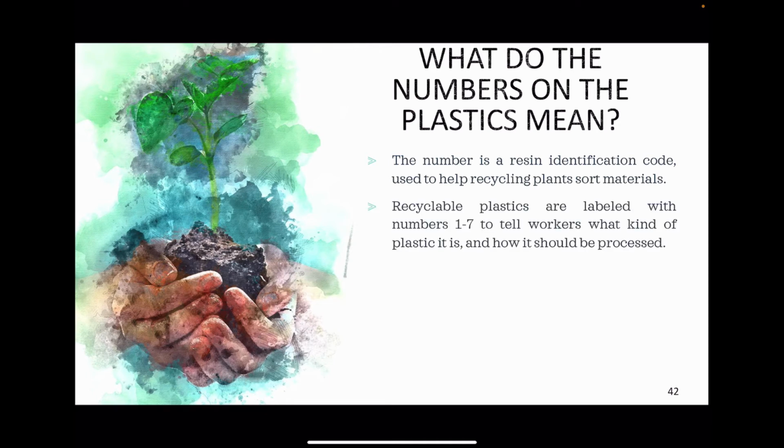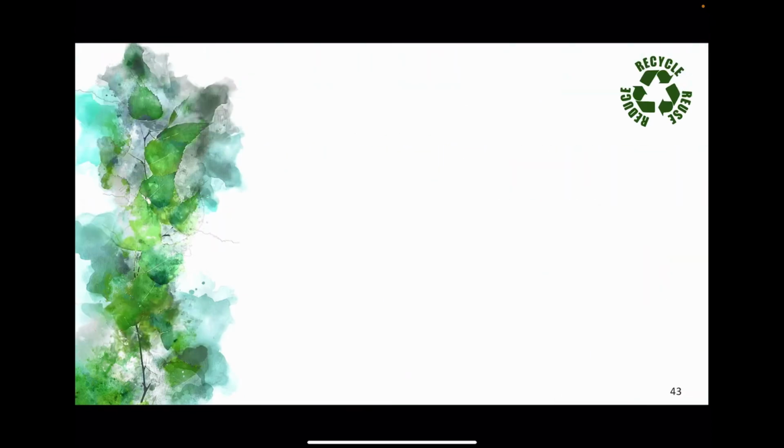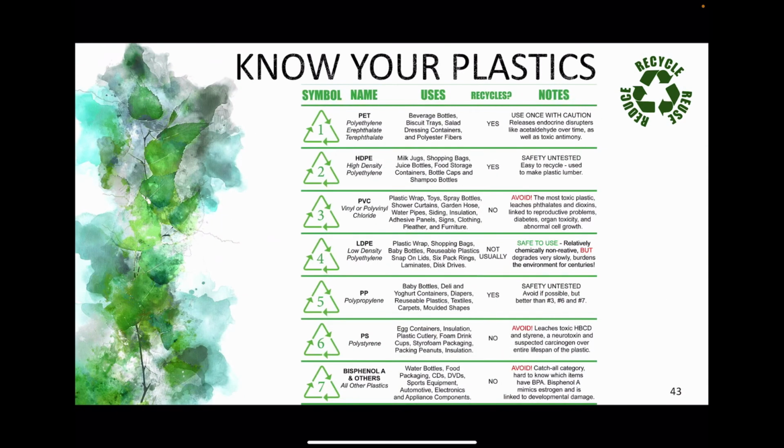The recyclable plastics are labeled with the numbers 1 to 7 to tell workers what kind of plastic it is and how it should be processed. So, brush up on your resin codes in the next slide and adjust your recycling habits accordingly. So this is the resin identification of plastics.